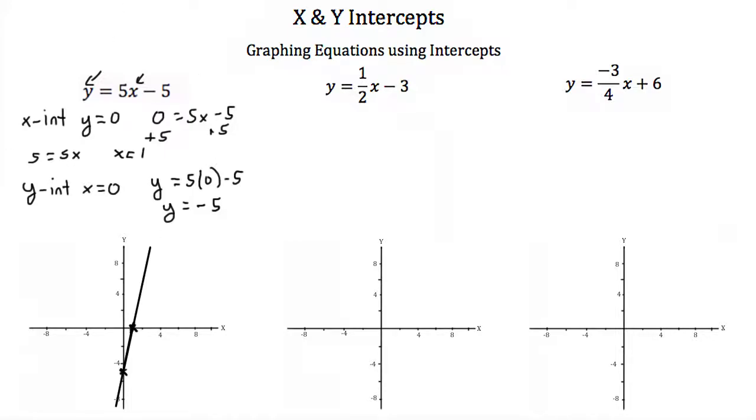So let's try the next problem. Here we have y is equal to 1/2 x minus 3. So again, let's find our x-intercept, which is where y is equal to 0. So we end up with 1/2 x minus 3 equal to 0. We'll move the 3 over, and we get 1/2 x is equal to 3, and then x is equal to 6.